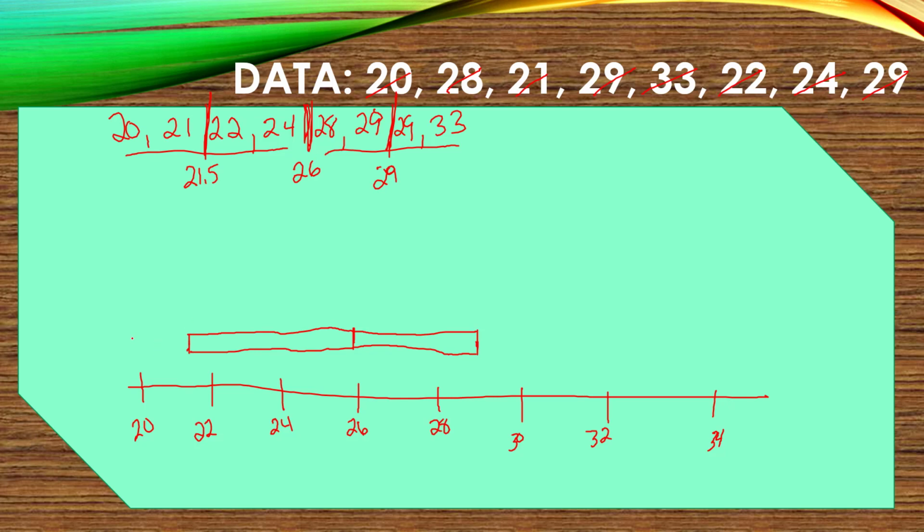All right, we want our whisker to go down to 20. We want our whisker to go up to 33. Now, where is our data? It would appear that the bulk of our data is to the left, so we would call this skewed right. Let's try another one. Again, pause the video.